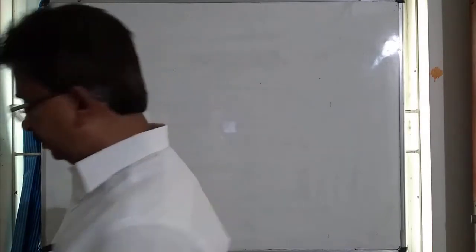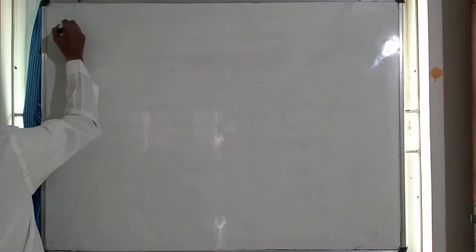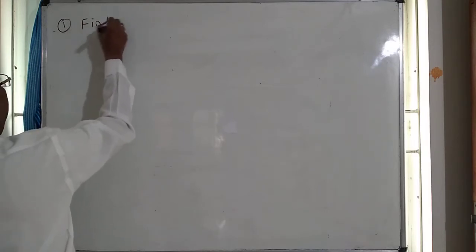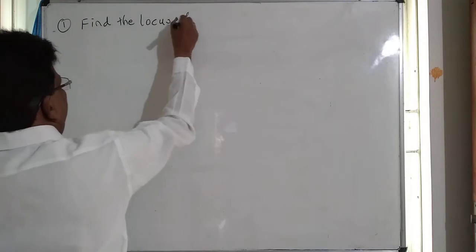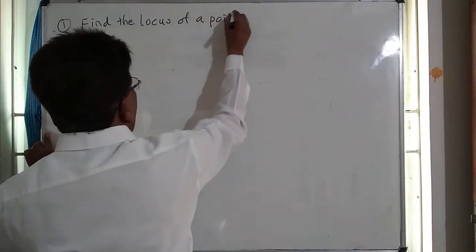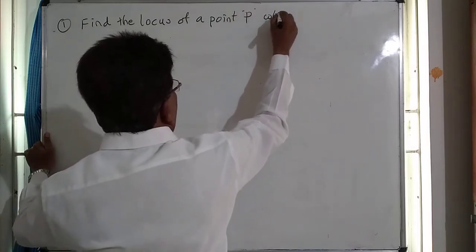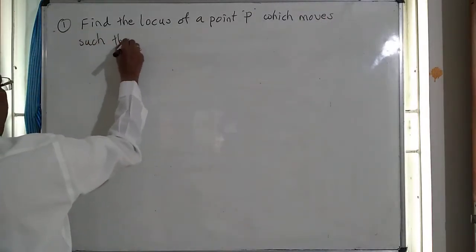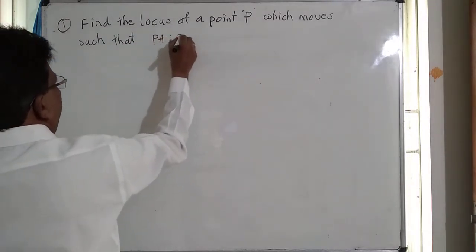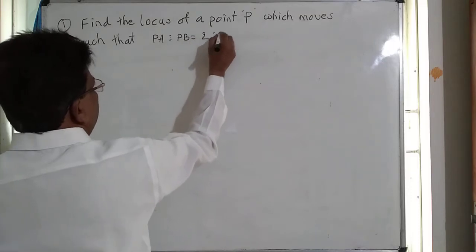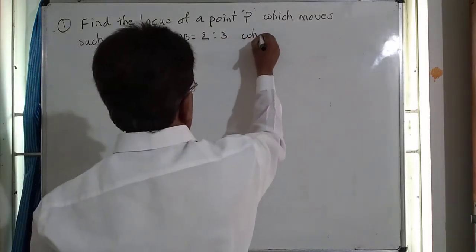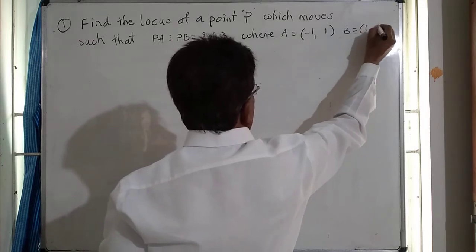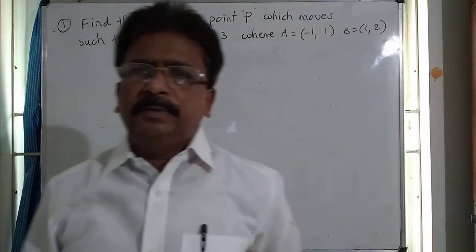Okay, next question, I will write the question for the locus. Find the locus of a point P which moves such that PA is to PB is equal to 2:3, where A is equal to (-1, 1), B is equal to (1, 2). So find the locus of the point P.